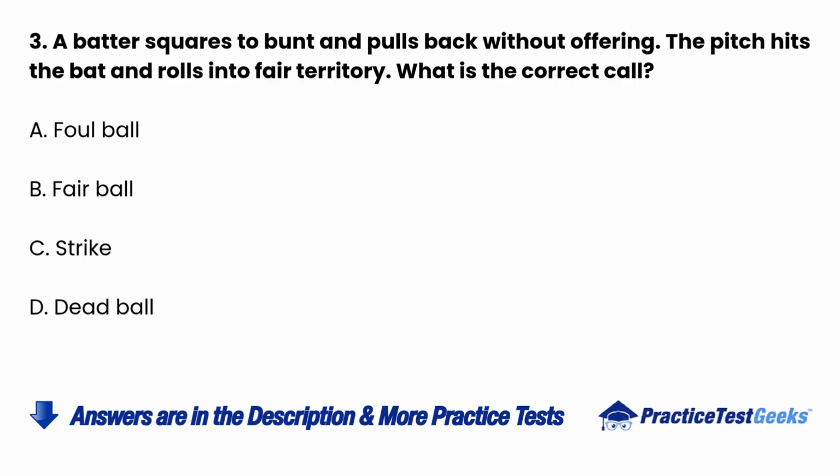3. A batter squares to bunt and pulls back without offering. The pitch hits the bat and rolls into fair territory. What is the correct call? A. Foul ball. B. Fair ball. C. Strike. D. Dead ball.